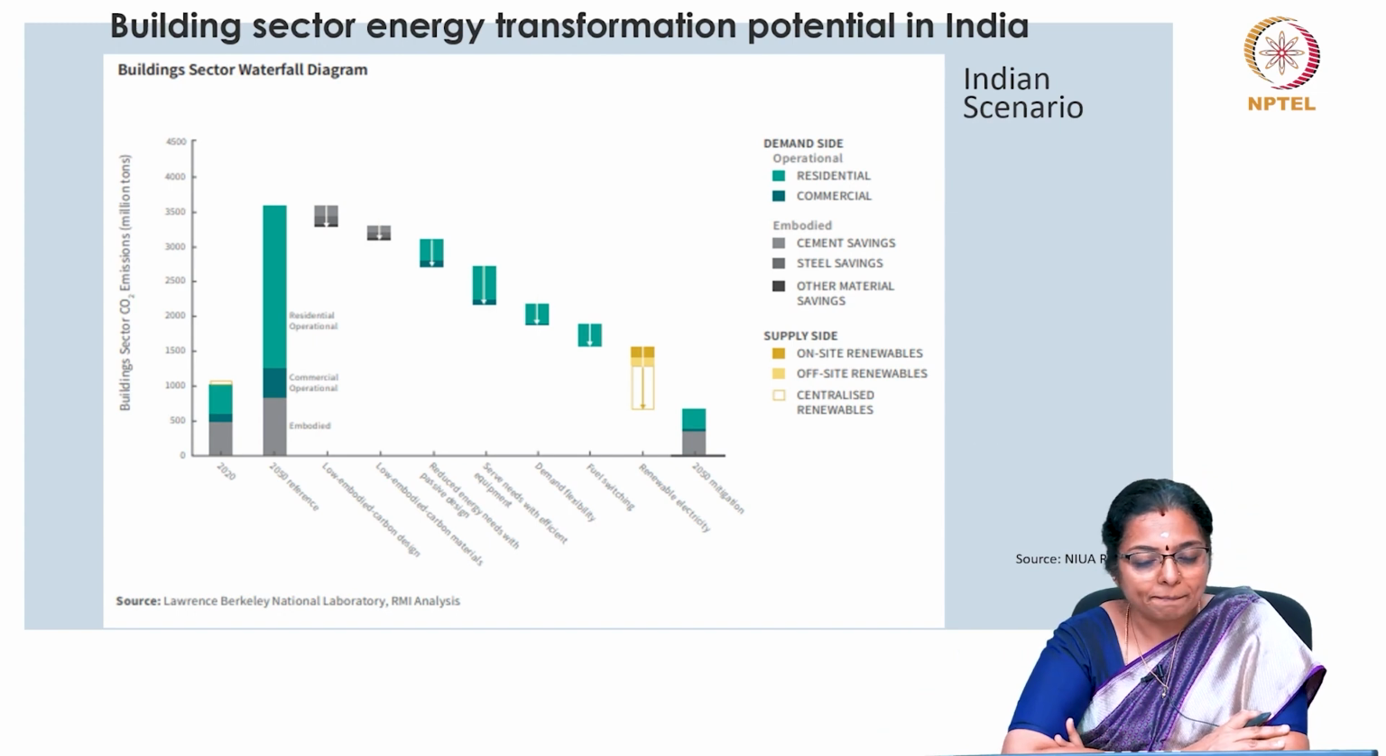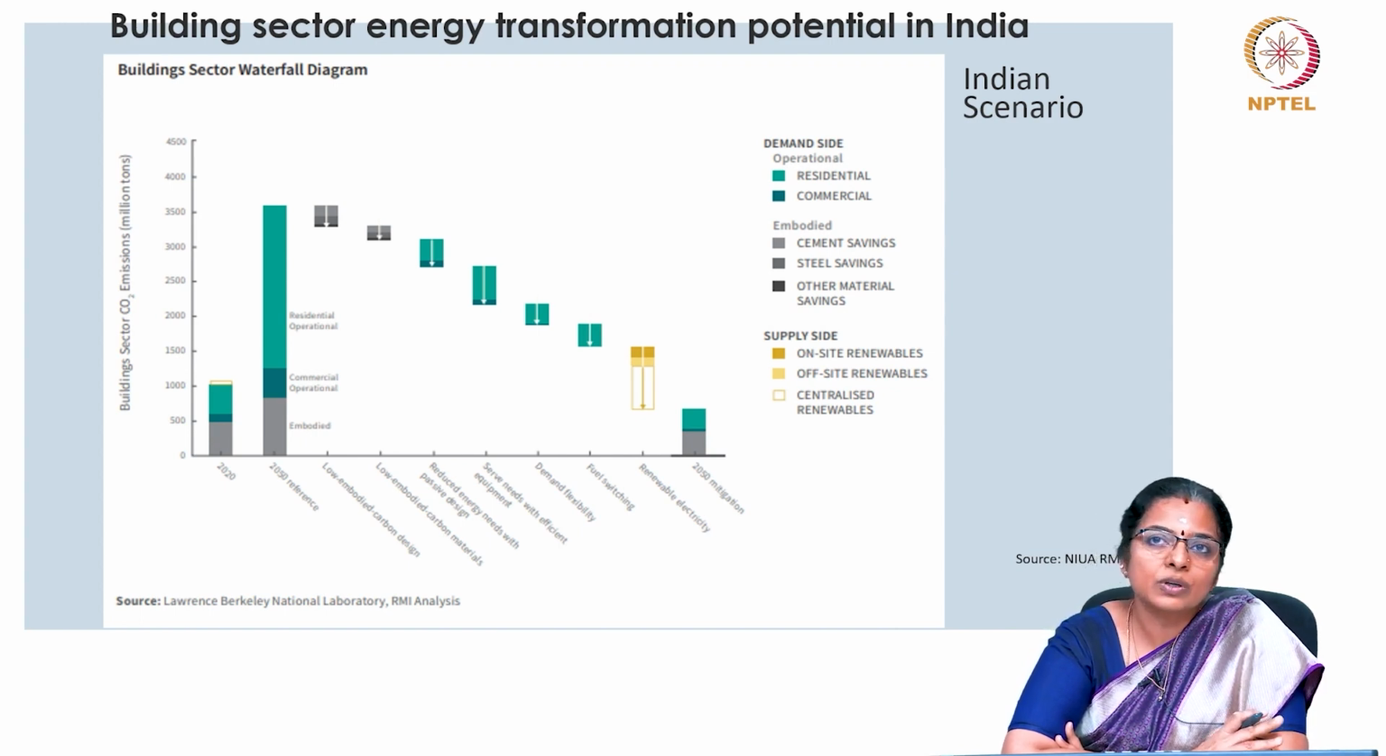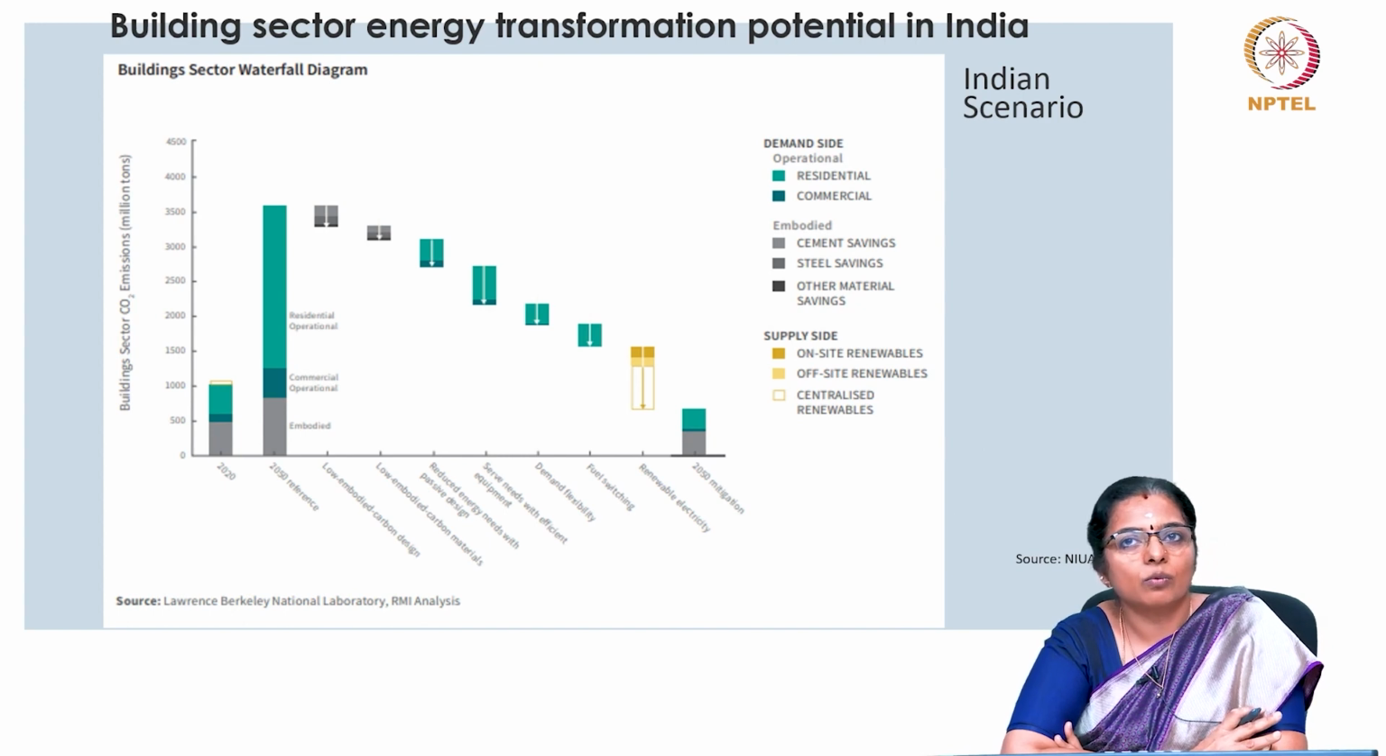Now, let's look at the building sector energy transformation potential in India. What is the scope for transformation? According to the NIUA RMI report, embodied emissions make up 10%, while operational carbon emissions are up to 90% in the Indian building sector's emissions, whereas worldwide we can assume it is one third and two thirds.